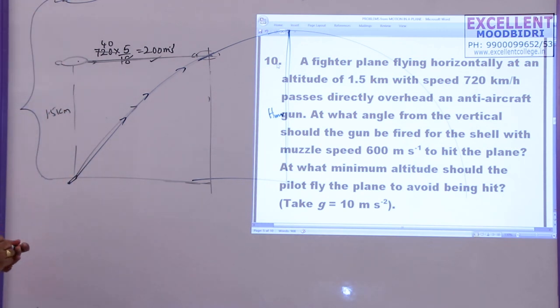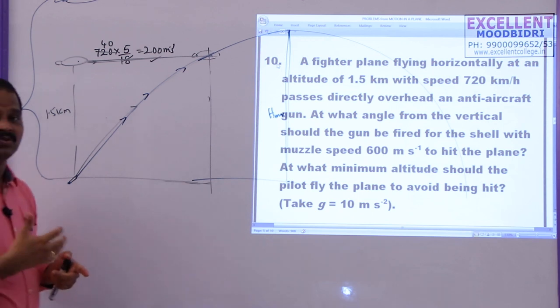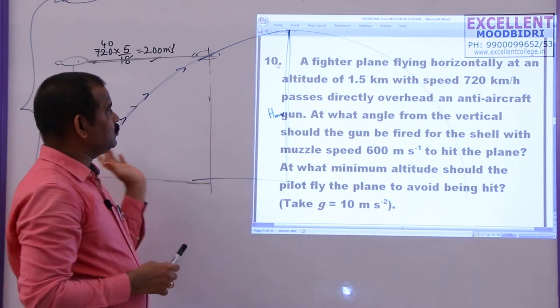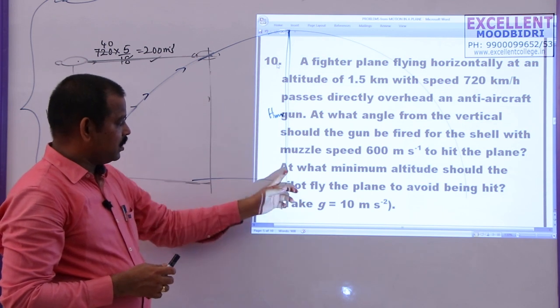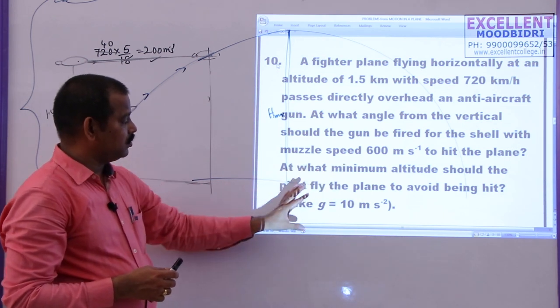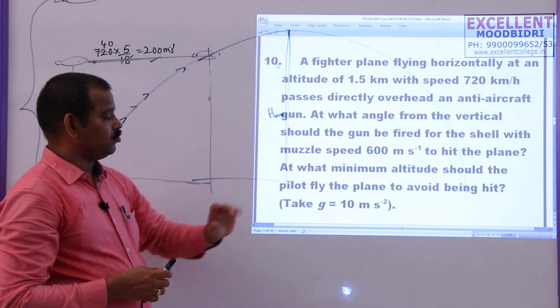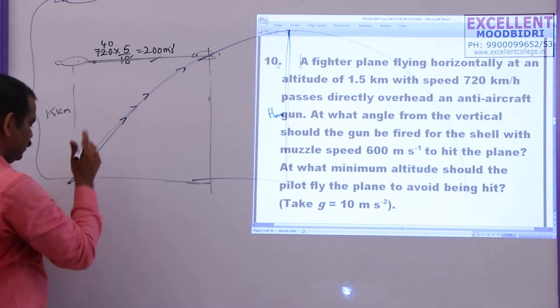So to find out this one, indirectly they are asking us to find the maximum height reached by the shell in its trajectory. So instead of that, they are asking at what minimum altitude should the pilot fly the plane to avoid being hit by the shell.